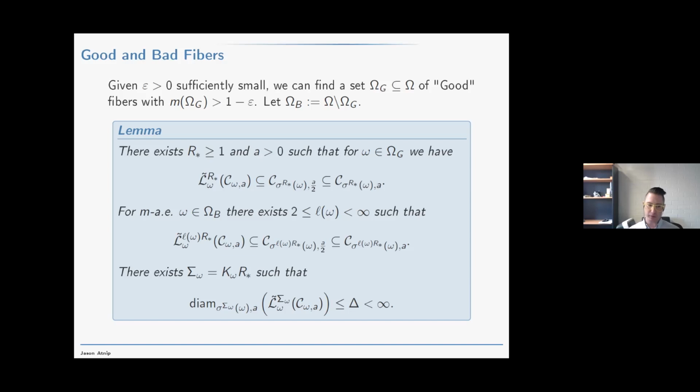The problem with just looking at good and bad fibers on their own, with just the R star and the L omega R star, is that for some technical reasons, we were not able to estimate the size of the diameter. To remedy this, if we again look at pushing forward our C omega A cone, we can find some very large omega dependent multiple of R star, capital sigma omega, such that if we push forward our C omega A cone by capital sigma omega under the normalized transfer operator, then the diameter in our future cone is going to be finite and bounded by some very specific non-random number delta.